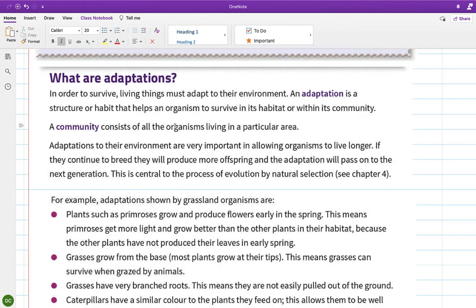Okay. So in order to survive, living things must adapt to their environment. Okay, so what is an adaptation? It is a structure or habit that helps an organism to survive within its habitat or its community. Okay, so things that we now take for granted, something like the fact that fish have gills, that is an adaptation to allow them to take in oxygen underwater. They have fins, that's an adaptation so that they can swim efficiently and effectively.